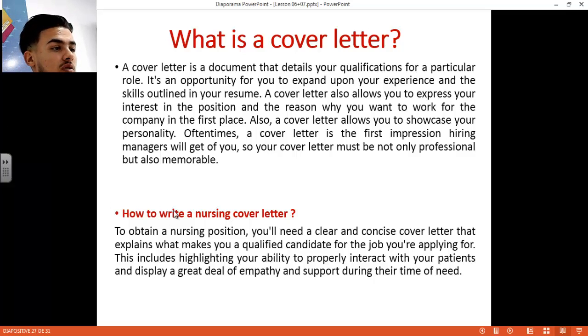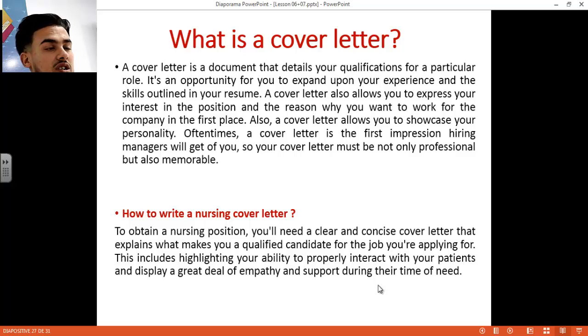So moving to how to write a nursing cover letter. To obtain a nursing position, you will need a clear and concise cover letter that explains what makes you a qualified candidate for the exact job you are applying for. This includes highlighting your competences to properly interact with your patients and display a great deal of empathy and support during their time of need.